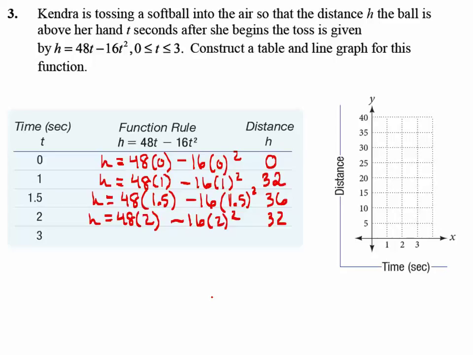$32. 32 is good, yep. Alright, and what happens at 3? Yep, and we got a couple of people saying the same thing here. Yep, it went back down, or 0. And there's my 0.